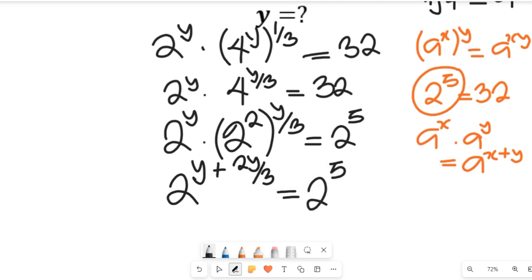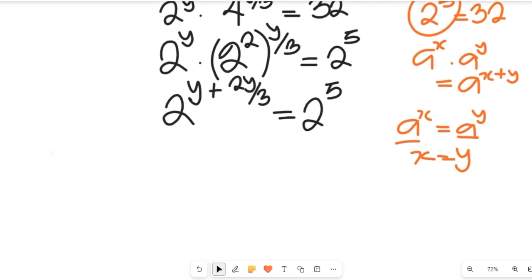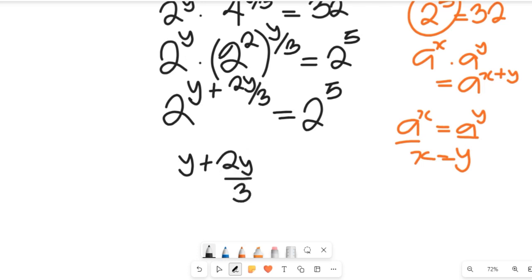Good. Now we have a situation where we have the same base. If a to the power of x is equal to a to the power of y, definitely because we have the same base, x will be equal to y. So we simplify with the fact that we have the same base. That will give us y plus 2y divided by 3, and this will be equal to 5. So we are going to simplify this.